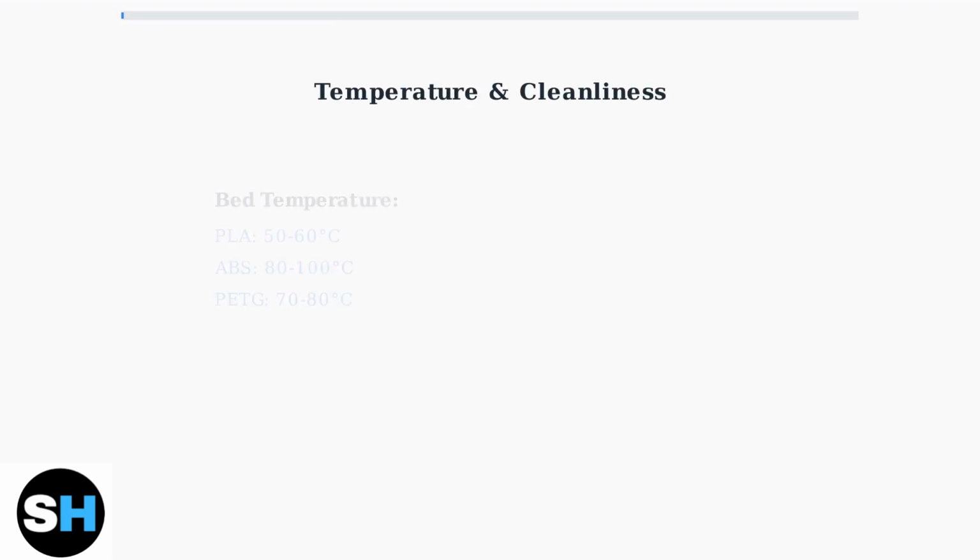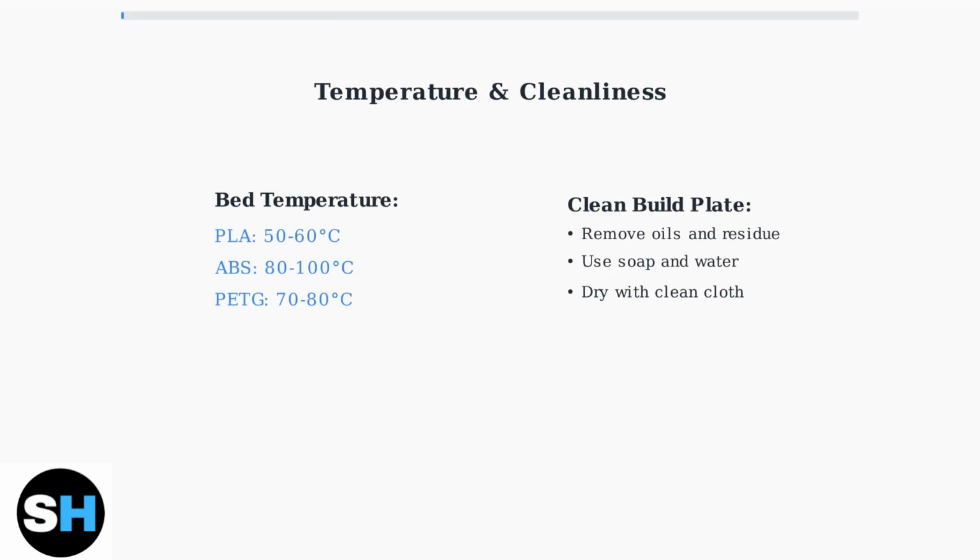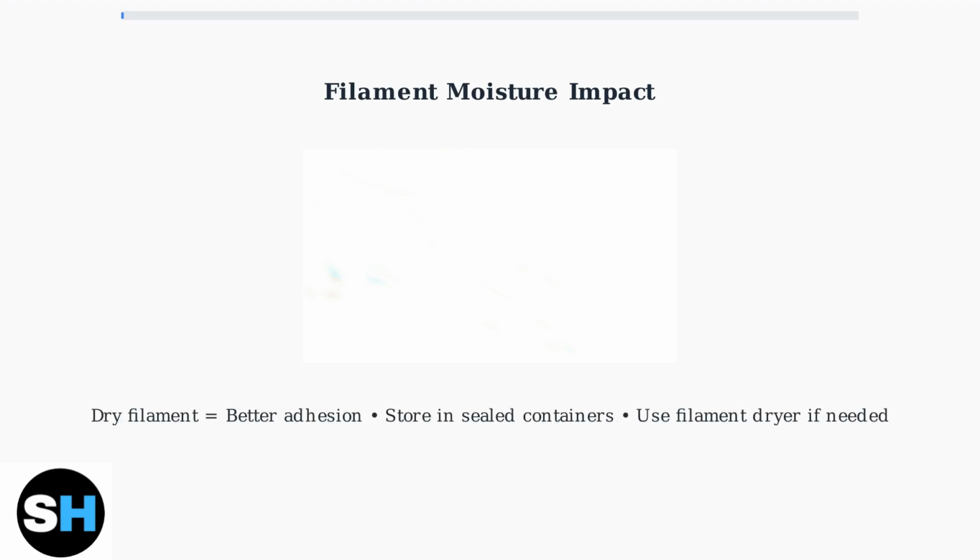Bed temperature must match your filament type. PLA typically needs 50 to 60 degrees Celsius, while ABS requires higher temperatures. A clean build plate is absolutely essential for good adhesion. Moisture in filament is a hidden enemy of bed adhesion. Wet filament creates steam bubbles during printing, leading to poor layer adhesion and surface quality issues.